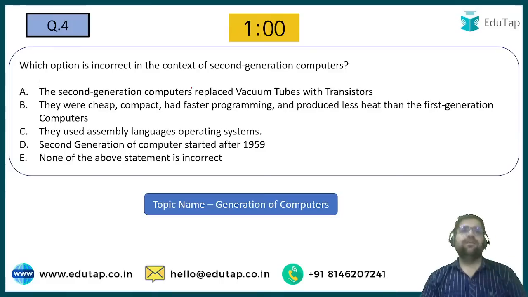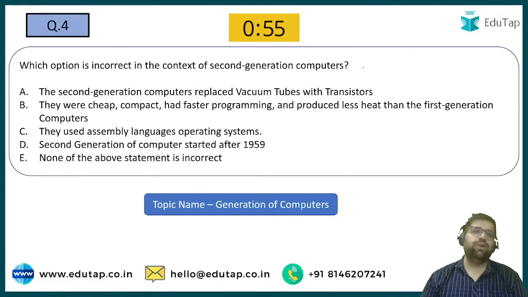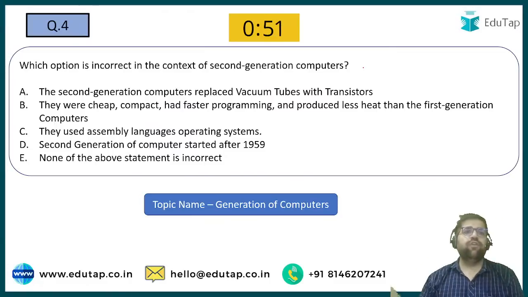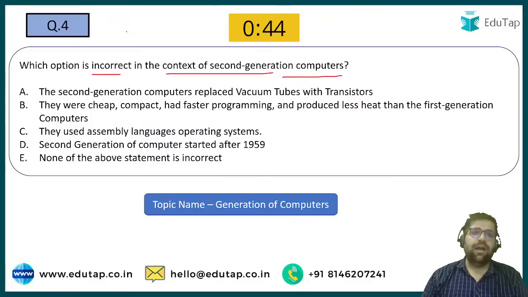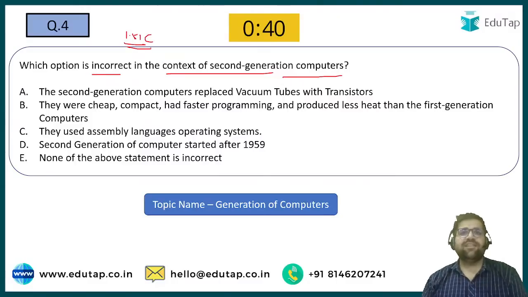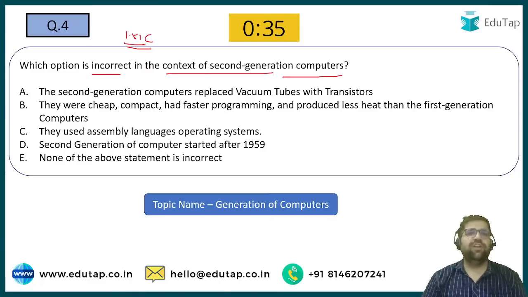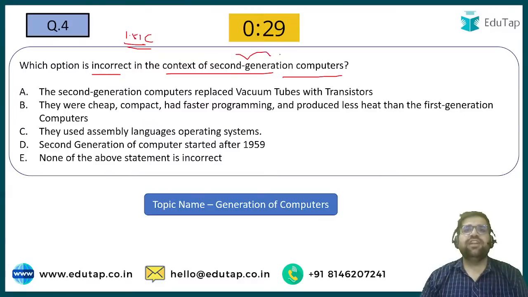Now let's come to question number 4. Before you answer this question, I will give you 10 seconds. Which of the following options is incorrect? Mind you, you have to identify the incorrect one in the context of the second generation of computers. Again, this is, I would say, 1.5 times the level of NABARD. If you practice something tougher, then on the D-Day, that is on 16th of October, if I'm not wrong, you will find your paper easy. So which option is incorrect with regard to the second generation of computer?